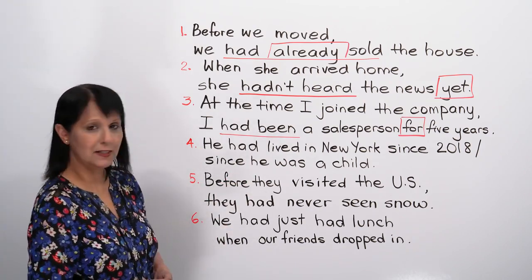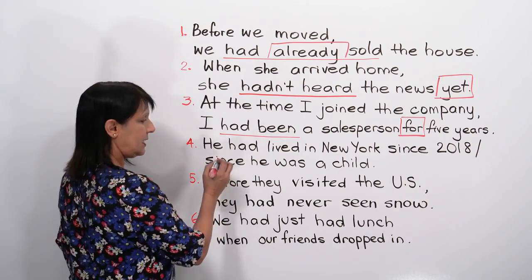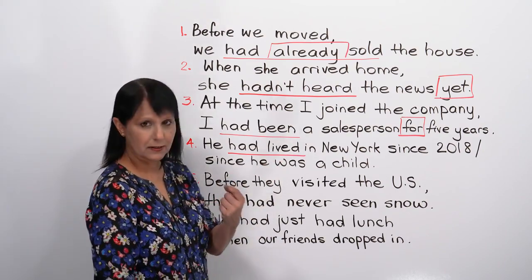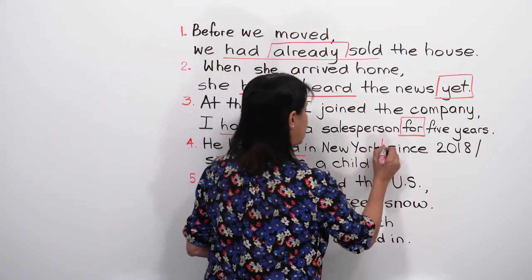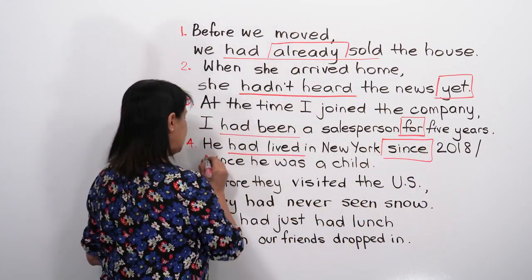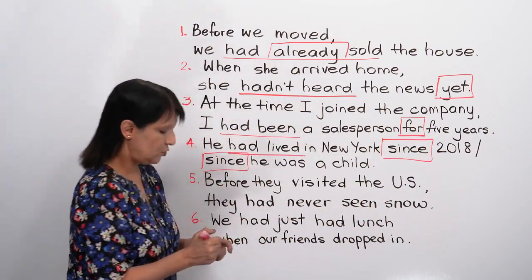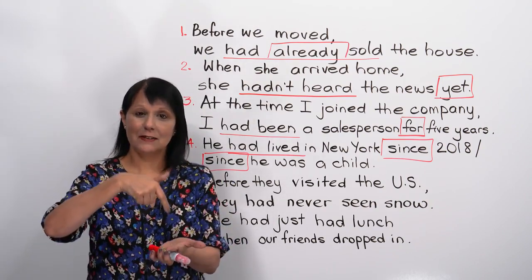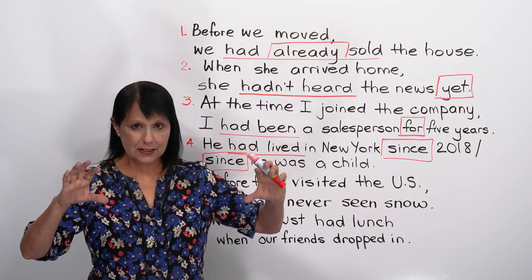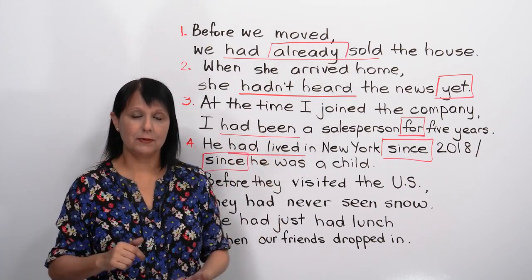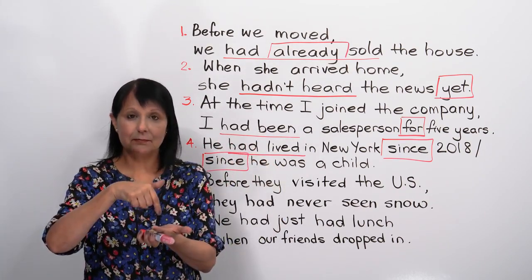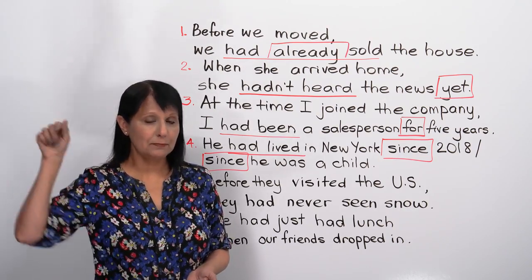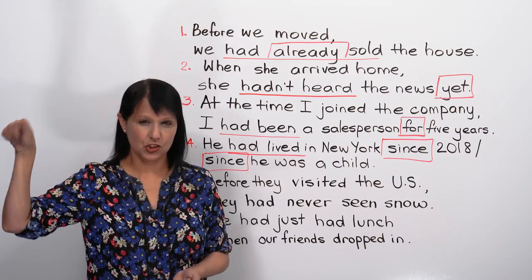So, let's find the past perfect first. He had lived, right? Regular verb here. And the common word that's used often is since. All right? We have it here or here. So, since 2018, so it's always since plus a point in time. For plus a period of time or length of time. But since plus a point in time. Since 2018. Since he was a child. Okay? That point in time when he was a child.